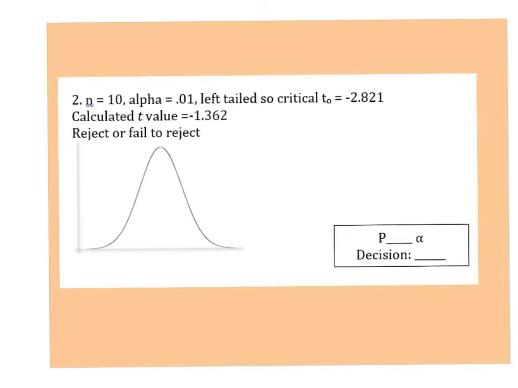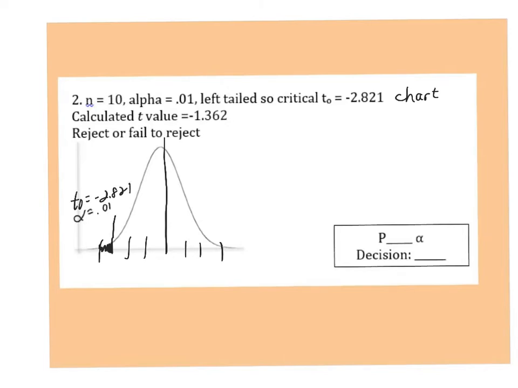In this example, n is 10, so 9 degrees of freedom. 1% is in the tail, in fact in the left tail, and according to my t-table chart, the value would be negative 2.821. Three sigma limits on each side, negative 2.821 would be around here.